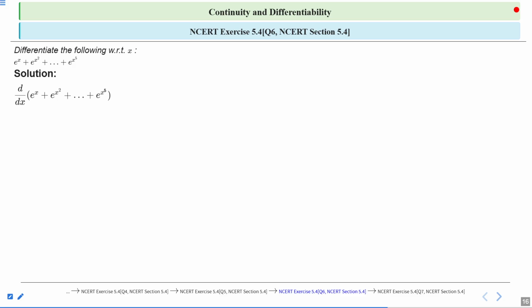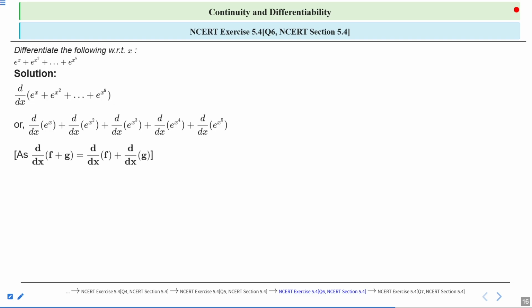How we have to basically differentiate d upon dx of e to the power x plus e to the power x square till e to the power x to the power 5, right? Clear? So it will be equal to d upon dx of e to the power x plus d upon dx of e to the power x square plus d upon dx of e to the power x cube plus d upon dx of e to the power x to the power 4 plus d upon dx of e to the power x to the power 5, right? As we know that d upon dx of f plus g is basically equal to d upon dx of f plus d upon dx of g, right?